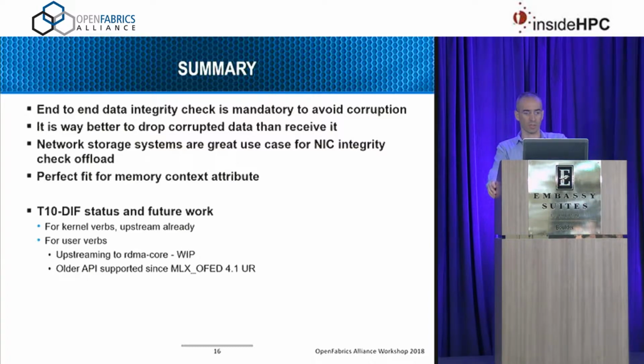So the summary here is that we identify a great need for data integrity checks, and it's much better, obviously, to drop corrupted data than receive it. Once we are going to network storage systems, integrity check offload can be performed by NICs and HCAs. It seems like a natural fit to memory context attributes, as I explained.